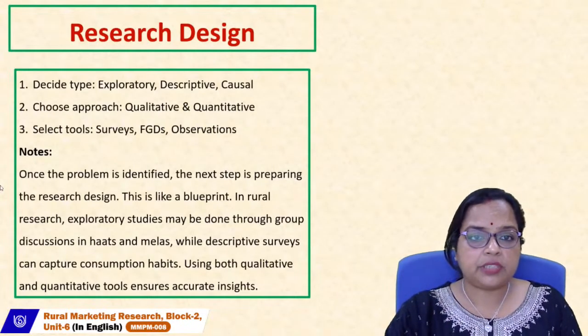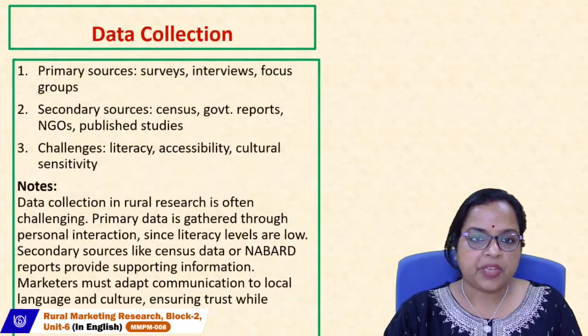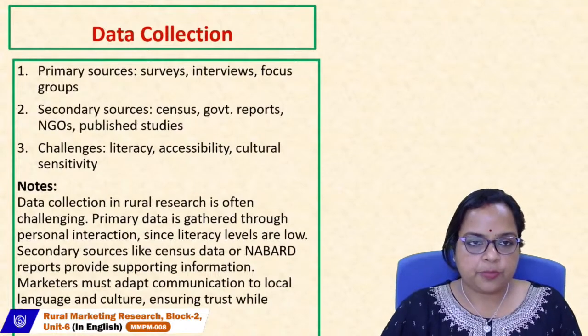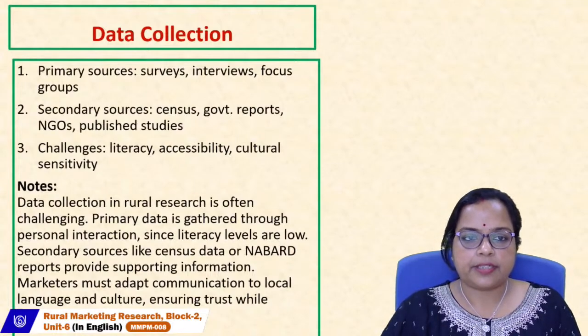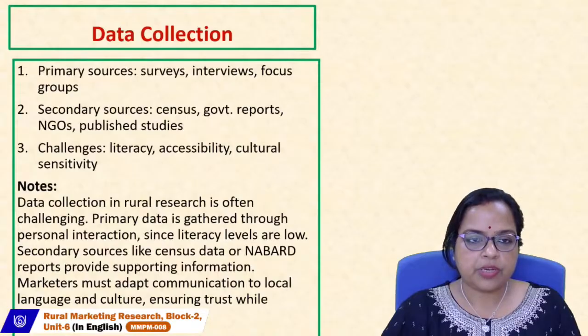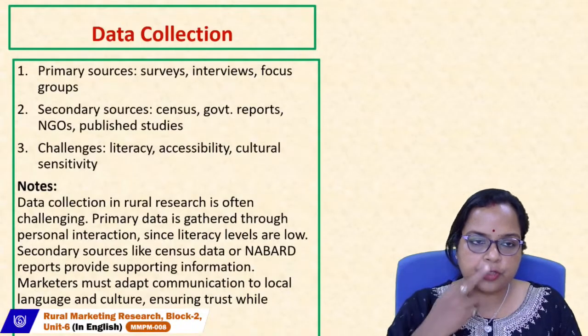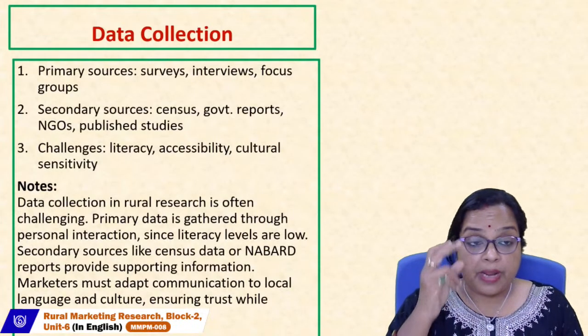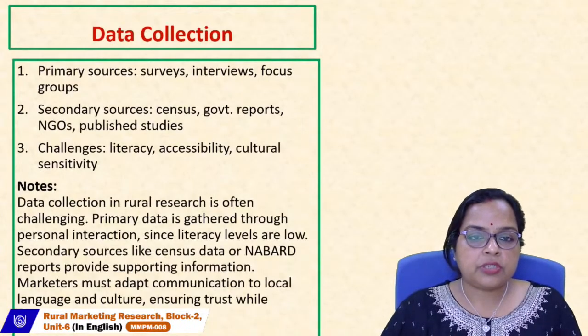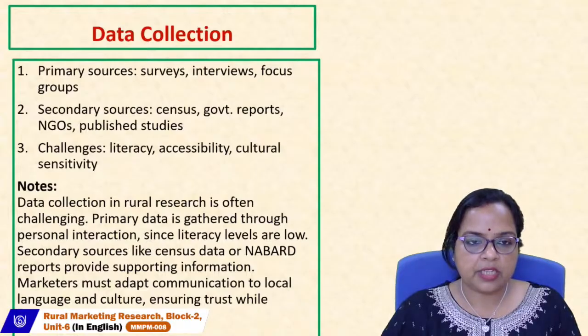So these are the few research designs you can adopt as per the requirement of your survey. After designing the research process, you are going to do the data collection. There are two types of sources where you are going to take the data. First one is primary sources, those include surveys, interviews, focus groups. Those who are using your product will give you the feedback about the product.